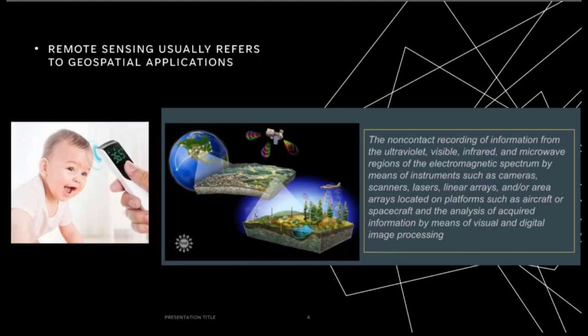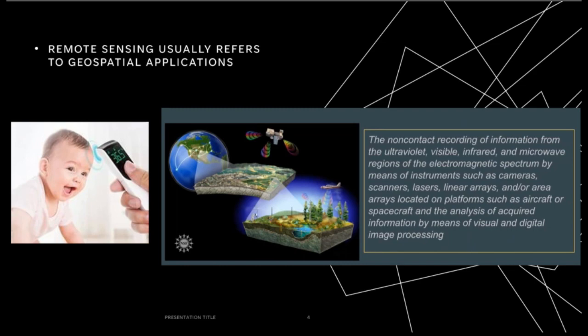So you can collect data without coming in contact with the object. For example, taking the temperature of someone with a thermometer, like in this photo on the left. This cute baby is getting its temperature taken from a thermometer, which is an example of remote sensing, but it's not an example of geospatial application. So all these measurements that are taken have some sort of connection to space or place within them.